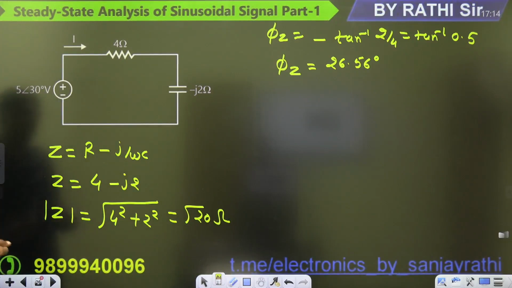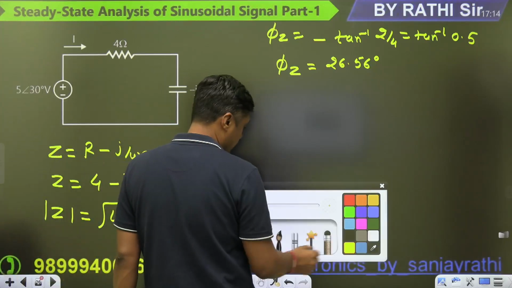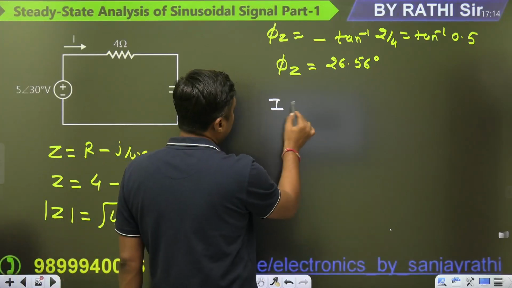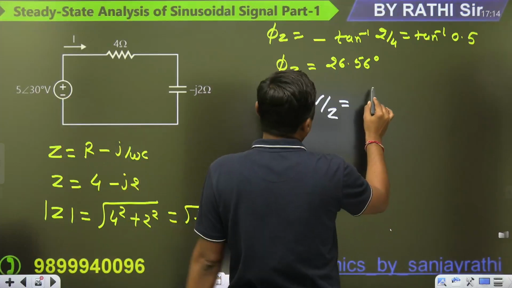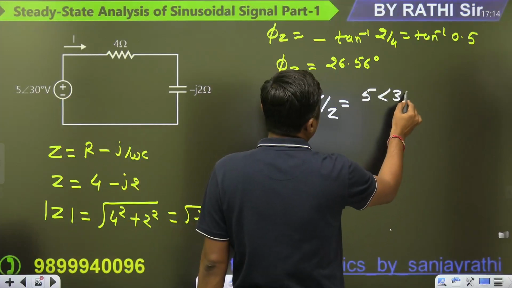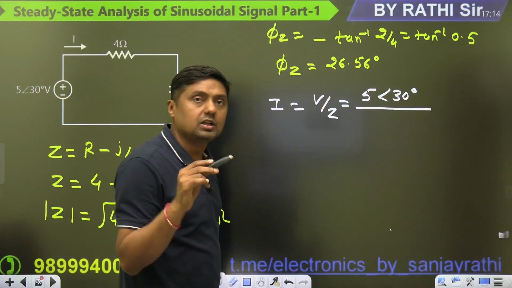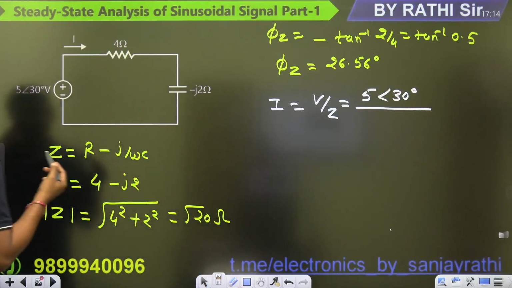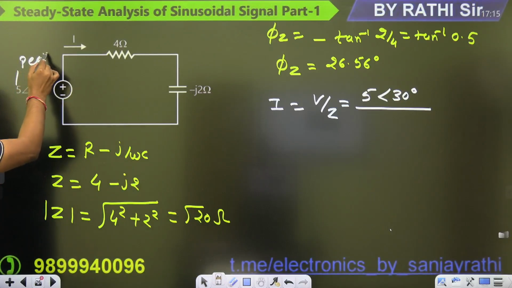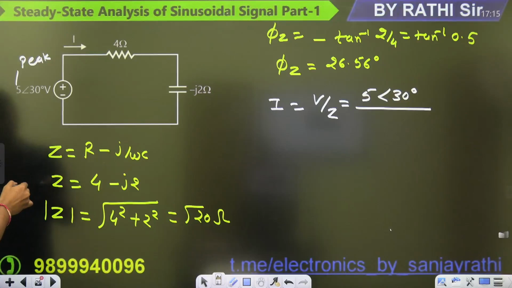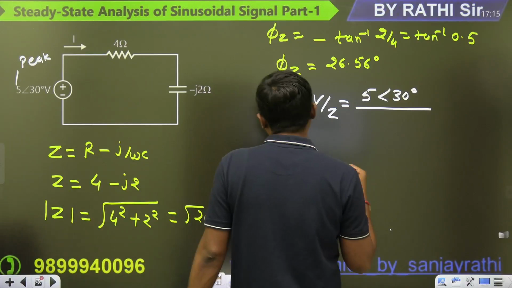Then if you have the magnitude, you can find the current. What is the current here? Current will become V by Z. What is the V? 5 angle of 30 degree divided by Z. Remember, in a particular numerical they will give whether it is an RMS value or a peak value. I am giving it is a peak value. If it is a peak value, then you have to find the RMS value from that. So current will give you the peak value.